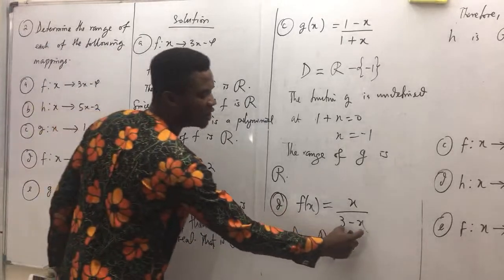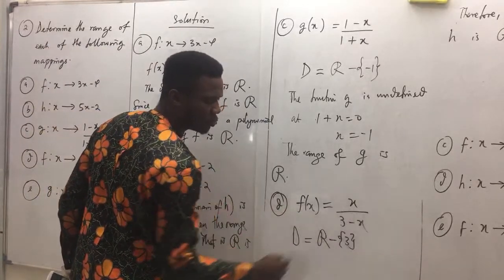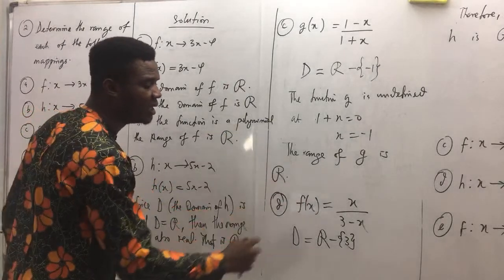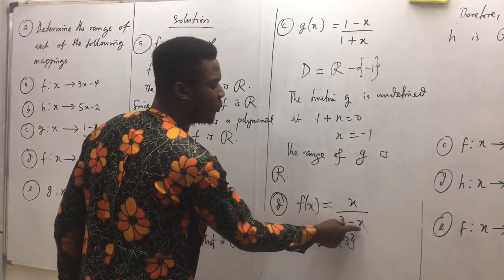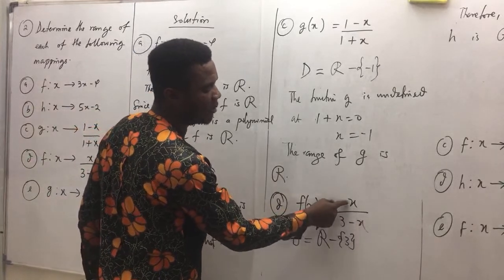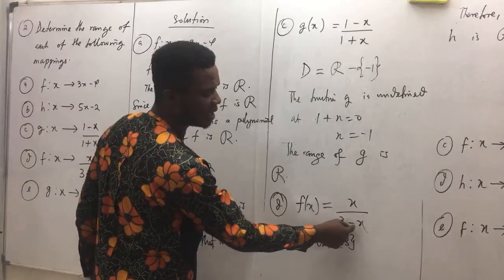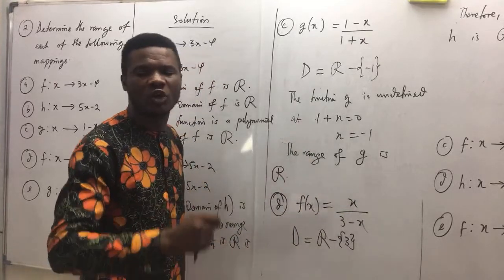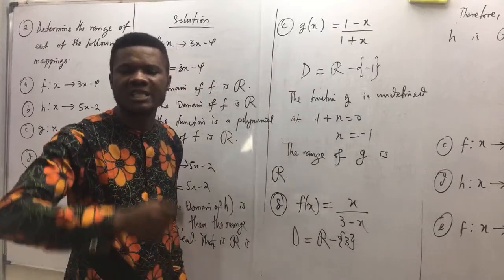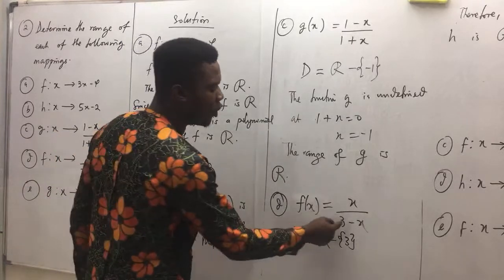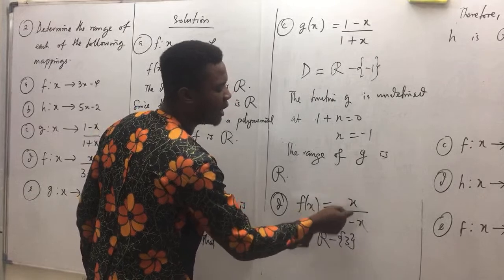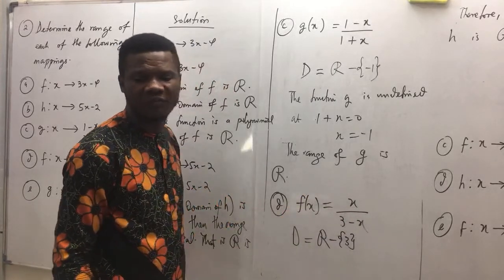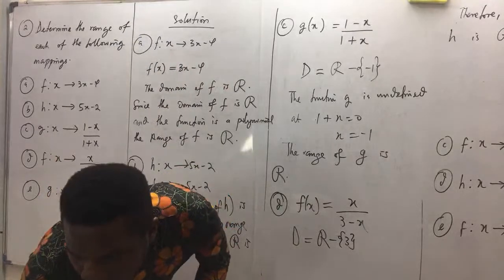Now, why would it exclude 3? This function will cease to exist when 3 minus x is equal to 0. And if 3 minus x is equal to 0, it means that x is equal to 3. So, when x is equal to 3, if you put 3 here, you would end up having 3 over 3 minus 3, which is 3 over 0. And any fraction whose denominator is 0 is an undefined fraction. So, once you put 3 minus 3 and get 0, it means that 3 makes this fraction undefined. Okay? Okay. Prosper.